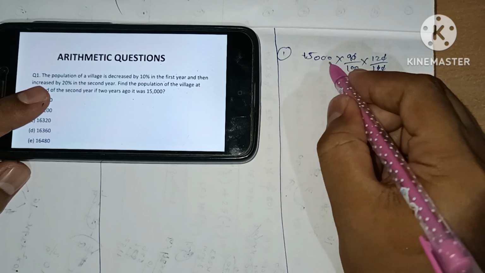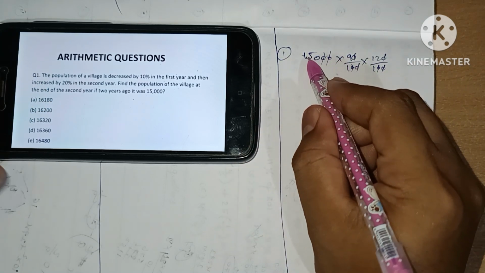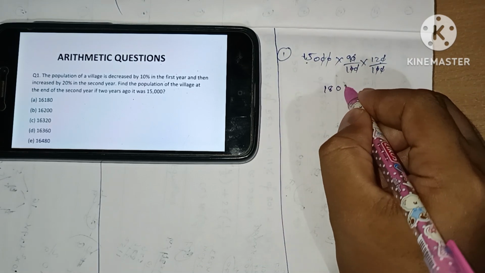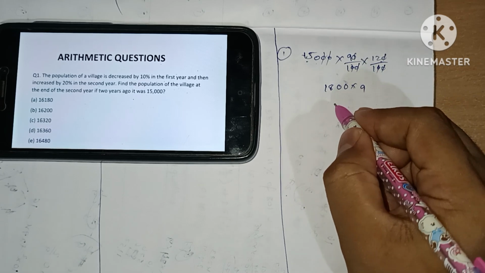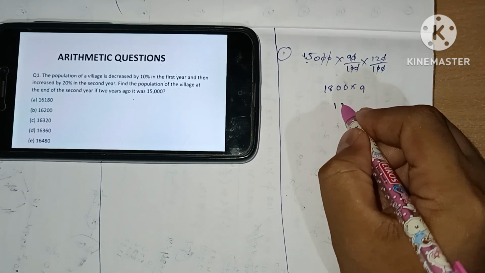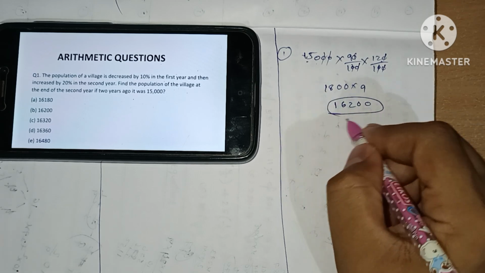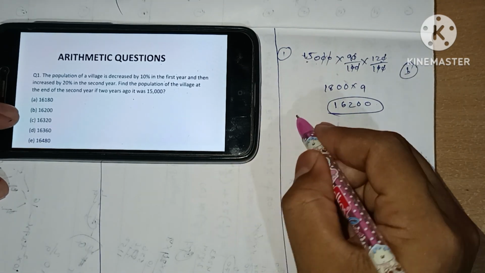Double zeros cancel here. We are left with 15 times 12, which is 180, and another 0, into 9. 9 times 18 will be 162 and double 0. So the answer will be 16200. Option B is our answer. Next, second question.